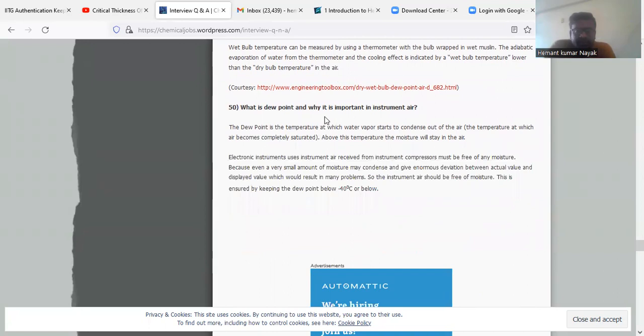What is the dew point and why is it important in instrumentation? The dew point is the temperature at which water vapor starts to condense out of the air. It is the temperature at which air becomes completely saturated. Above this temperature, the moisture will stay in the air.